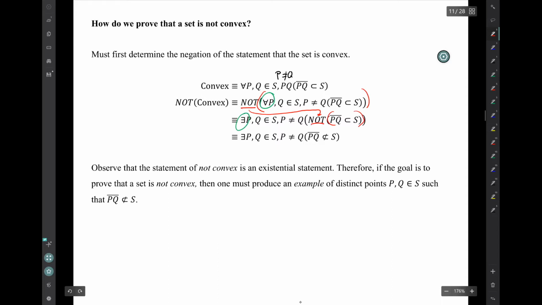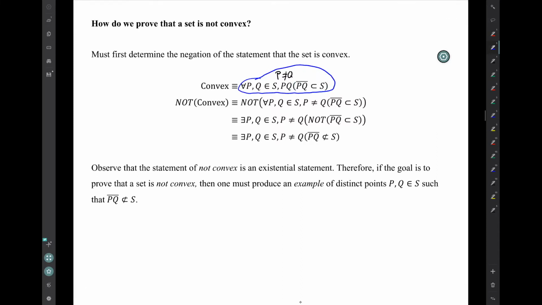But the negation of "segment PQ is a subset of S" is just simply this statement: segment PQ is not a subset of S. So the statement that a set is convex is this. For all P and Q in the set S such that P is not equal to Q, segment PQ is a subset of set S.